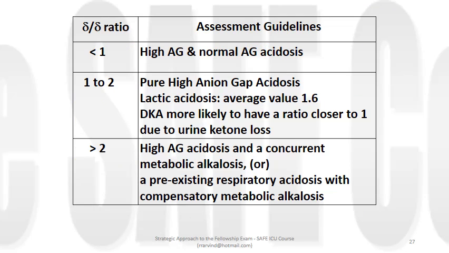So the assessment guidelines. Now, if the delta delta ratio is less than 1, you have a combination of a high anion gap and normal anion gap metabolic acidosis. If it's more than 2, you have a combination of a high anion gap metabolic acidosis plus a metabolic alkalosis. And if it's about 1 to 2, about 1.5, it means it's a pure high anion gap metabolic acidosis.